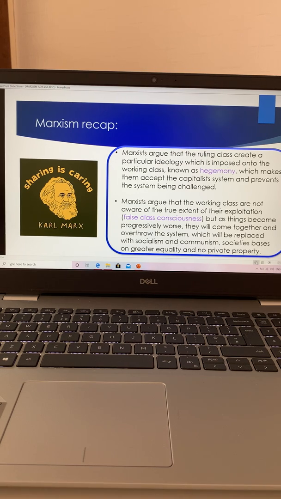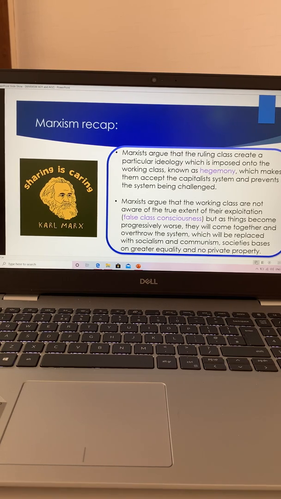Some other key words there in purple are this idea of hegemony. So they're arguing that the ruling class create an ideology which keeps the working class within this idea of hegemony. So they're accepting, okay, this is how it's always going to be. People are going to be richer than me. I can't change that. So this idea of hegemony is that they can't get out of where they are. They're just accepting their place within society. They're not challenging it. There's no uprising. It is what it is.